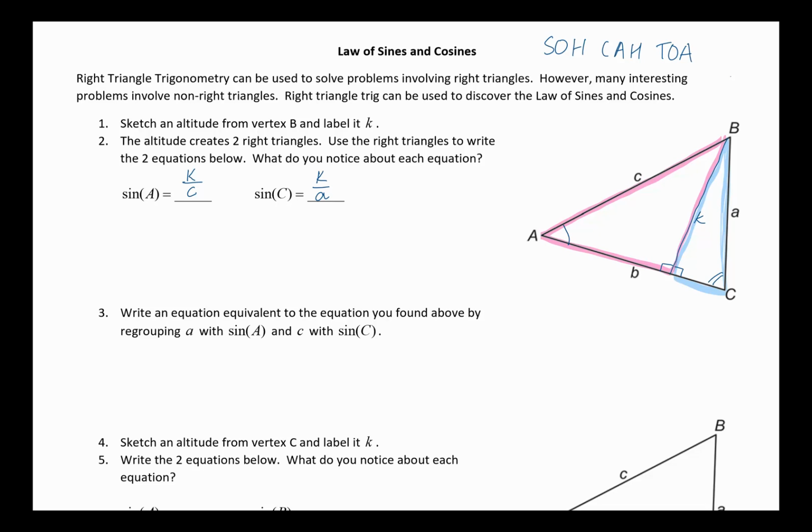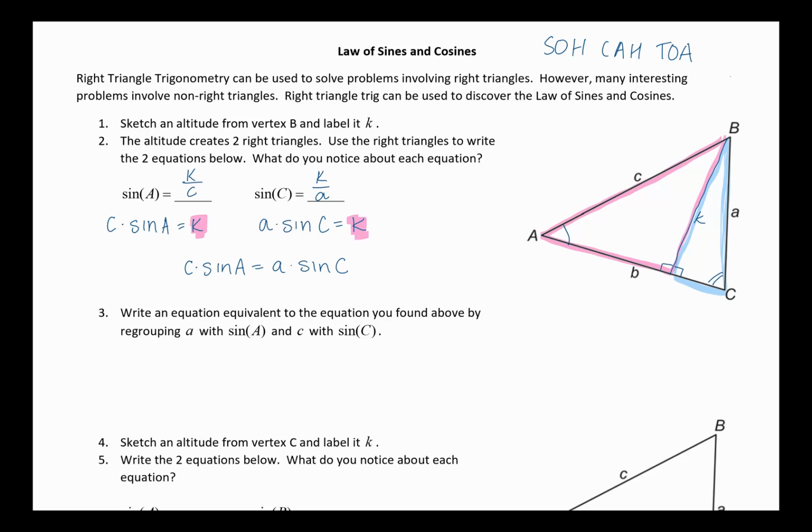We notice that both equations have a K in them. So let's see if we can get K isolated for each piece. I would have C times sine of A equals K, because I'd multiply both sides by C. And over here, I'm going to multiply both sides by A. Now I can see that I have a K isolated in both of them. If both of these things equal K, then both of these things have to be equal to each other. So I have C times sine A equals A times sine C.